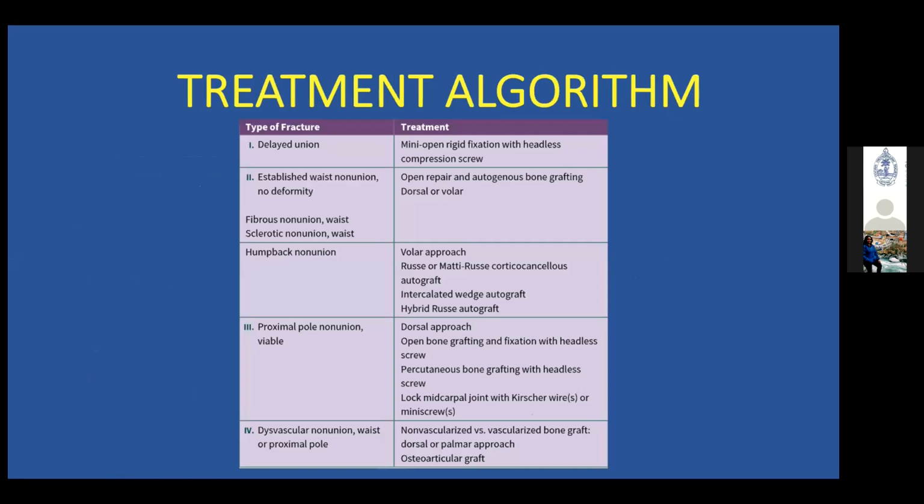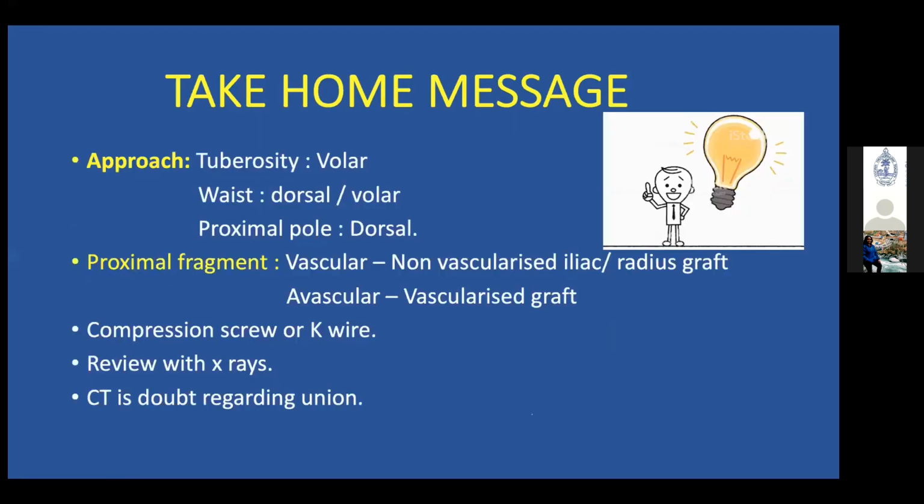So this is the treatment algorithm. For approach, tuberosity is volar. Base can be dorsal or volar. Proximal pole is dorsal. Proximal fragment, if it is vascular, we can use a non-vascularized iliac or radius graft. If it is avascular, use a vascularized graft. You can use a compression screw or a Kirschner wire depending on the size of the fragment.